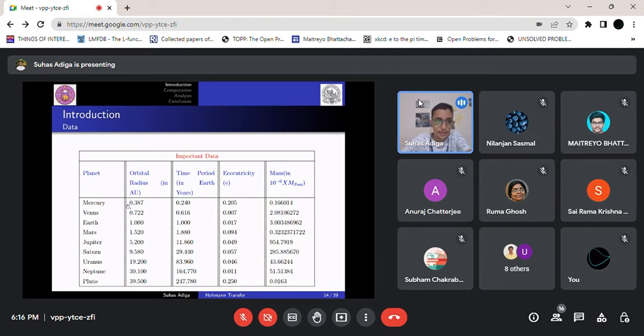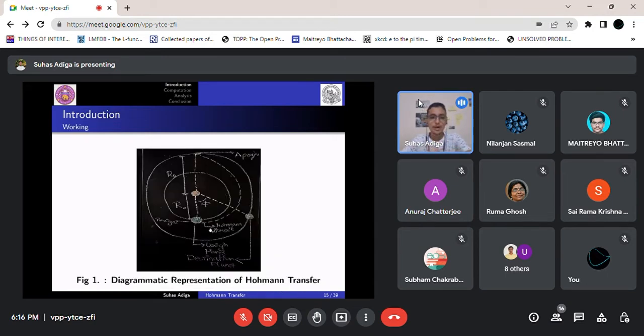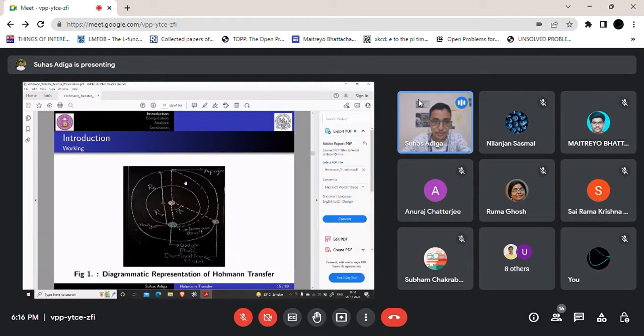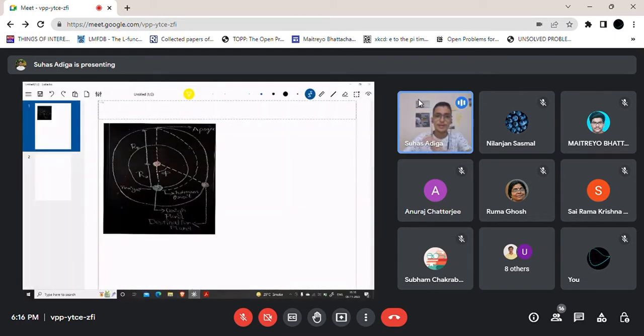So similarly, I have all the data taken for all the planets, and this is data we have taken from NASA's data fact sheet, right? So now let me explain to you how this works. I'll just go to a whiteboard. How does a Hohmann transfer exactly work?